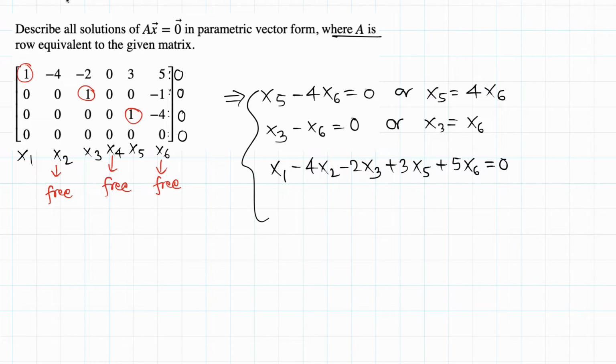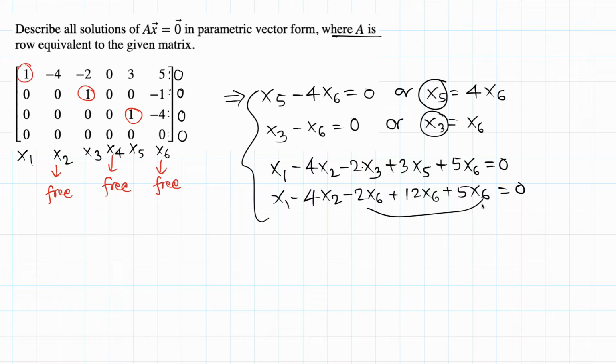So let's do that. We are trying to get x1 from here. That is x1 minus 4x2. x2 is free, minus 2x3. x3 is x6, so minus 2x6, plus 3x5. x5 is 4x6, so 3 times 4x6, so 12x6, plus 5x6. So when we find these values, we are writing x5, x3 and x1 in terms of free variables. They can be any real number. We can combine these x6 terms: x1 minus 4x2, and how many x6s? 12 minus 2 is 10, plus 5 is 15, plus 15x6 equals 0.